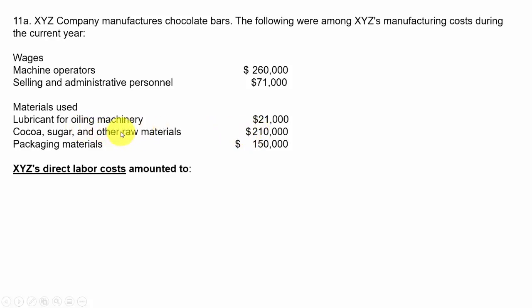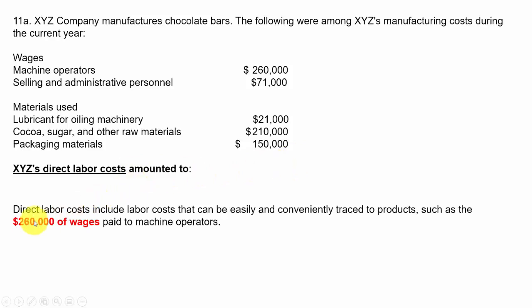So we must be making candy bars or ice cream. We must be making something that uses sugar and cocoa, chocolate ice cream, something. $210,000, and also packaging materials of $150,000. And they want to know what would be XYZ Company's direct labor costs. Well, direct labor costs are something going on inside the factory. So it'll be $260,000 of wages. That's it. So this is pretty easy.